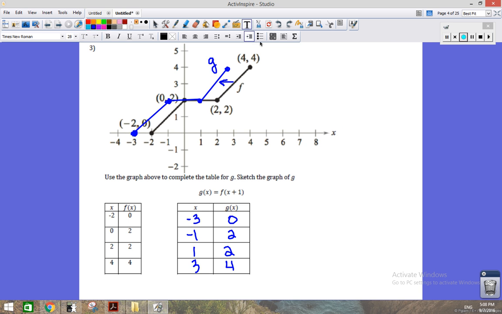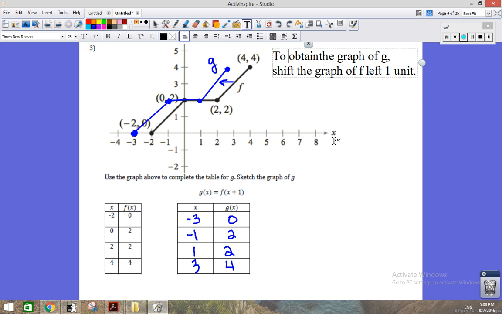So to obtain this new graph, to obtain the graph of G, we shift the graph of F left 1 unit, or 1 unit to the left. It doesn't matter how you phrase it, as long as you understand it. All right. Need a space there. All right.